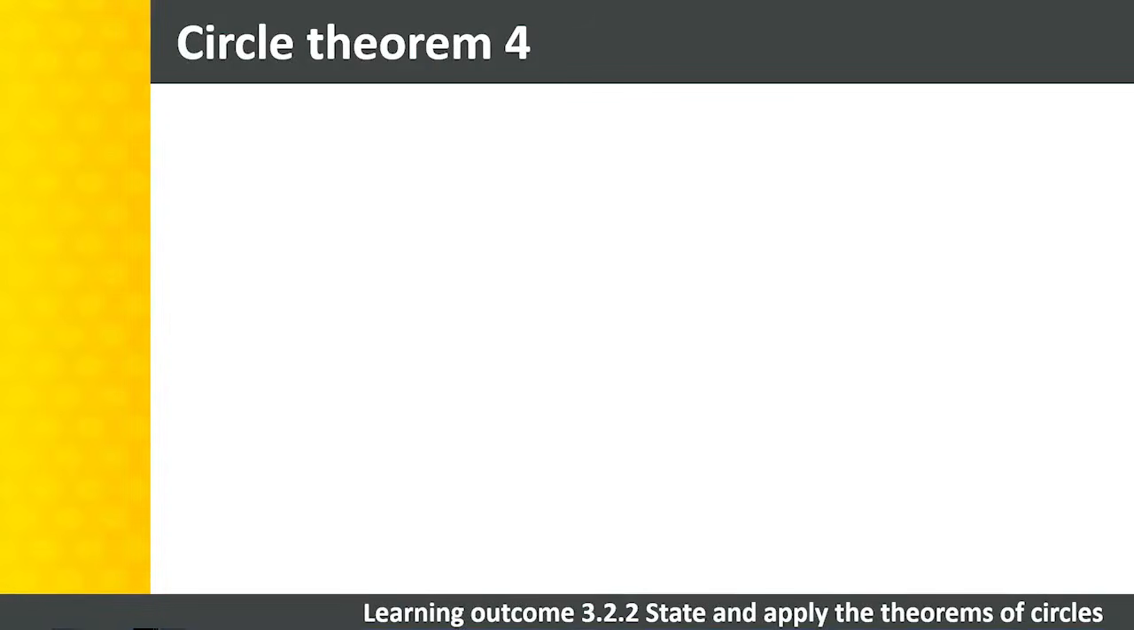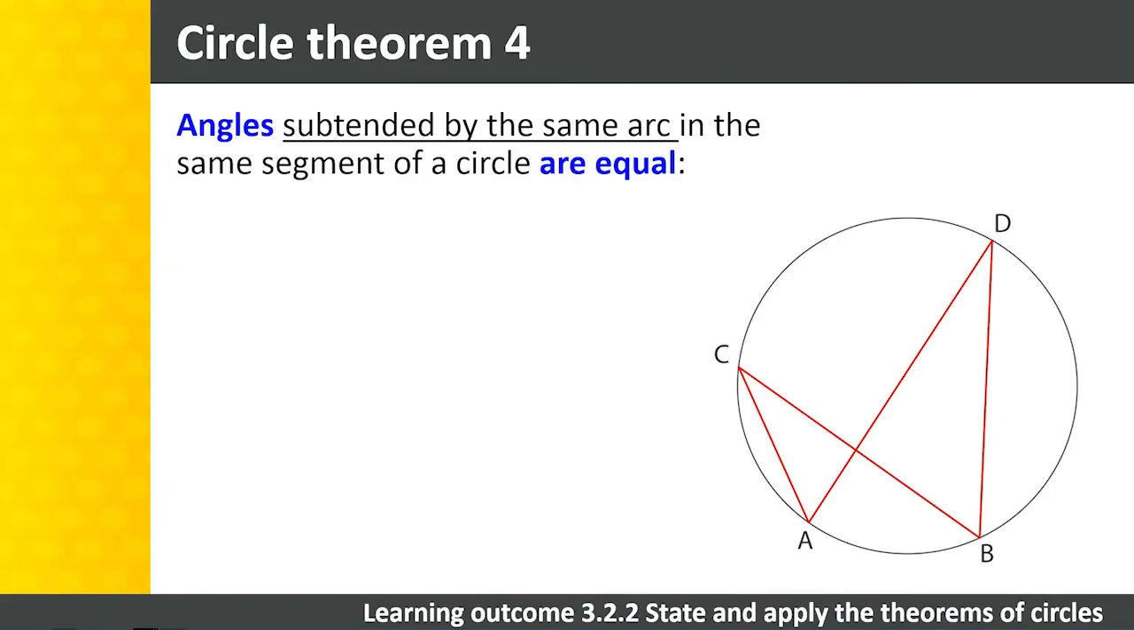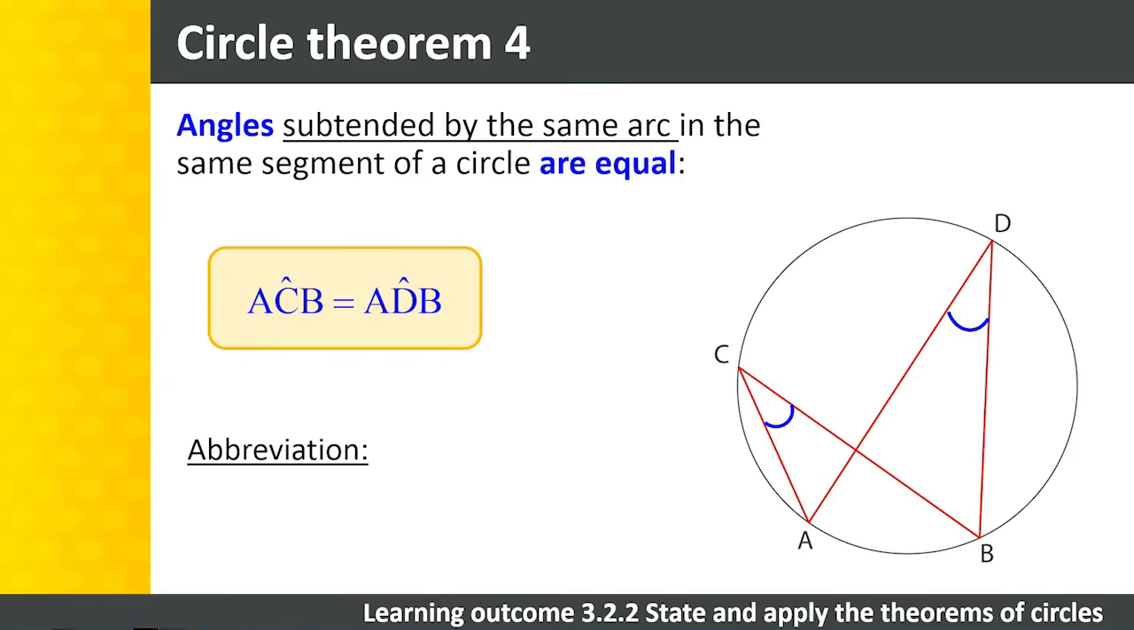Theorem 4. Angles subtended by the same arc in the same segment of a circle are equal. In this diagram, both angle C and angle D are subtended by the same arc AB. So angle C is equal to angle D. This should be abbreviated as angles in same segment.